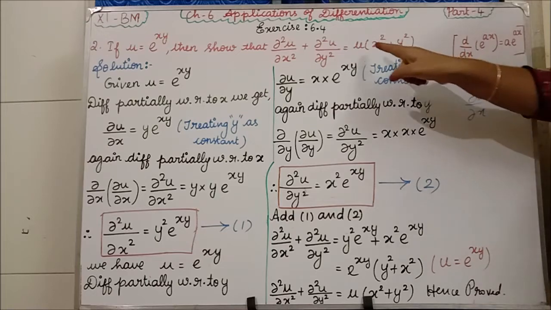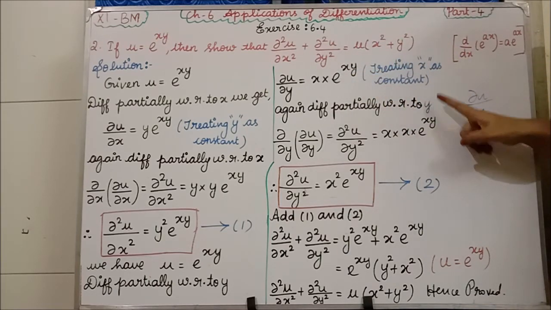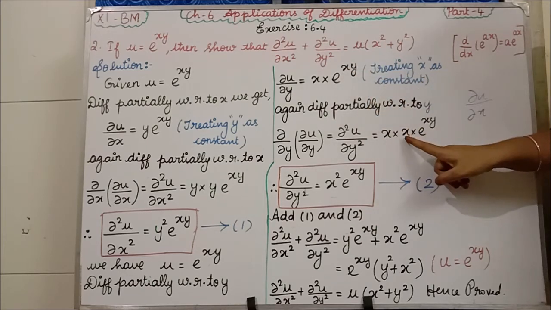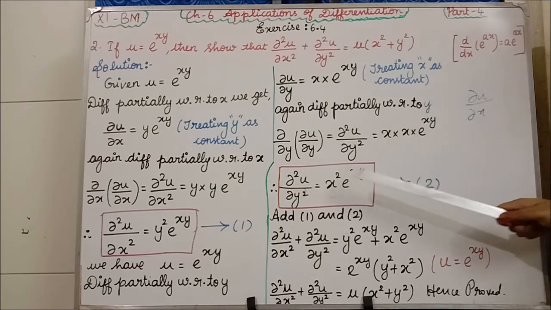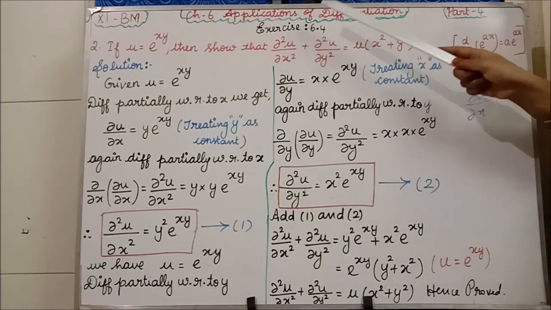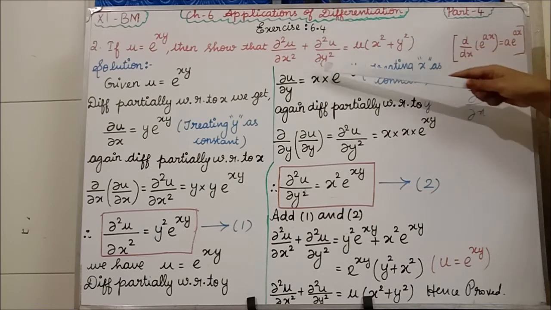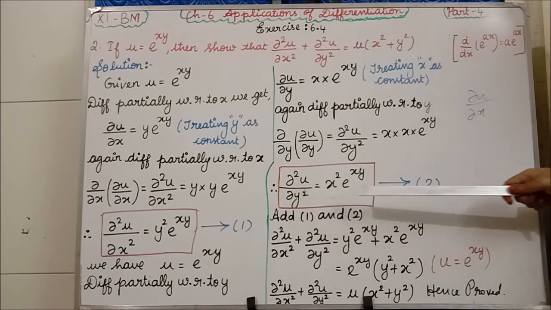Again e power xy you are differentiating with respect to y. So x is a constant. So x into e power xy. Clear all of you? So x into x is x square e power xy. Clear? Now we have got this value as well as this value. We have to add both of them. So add 1 and 2.